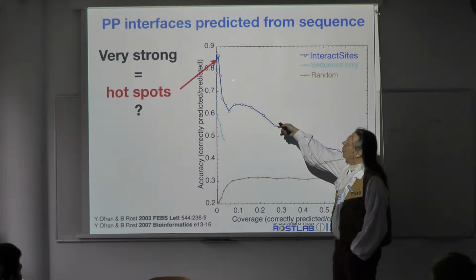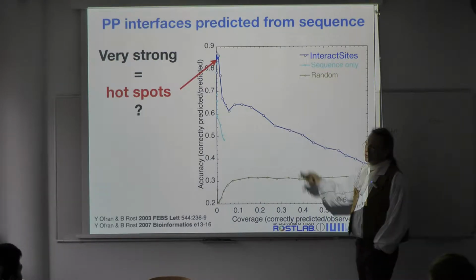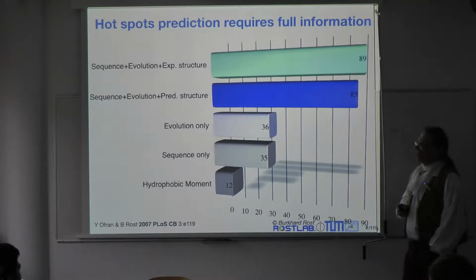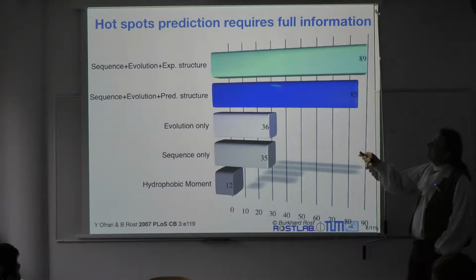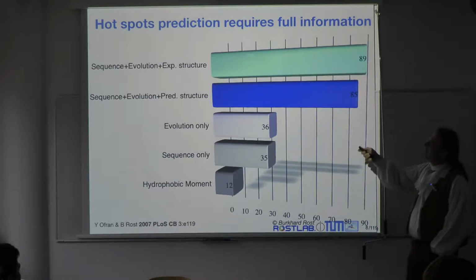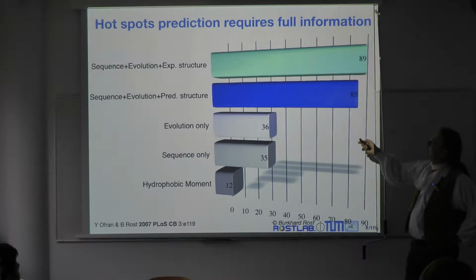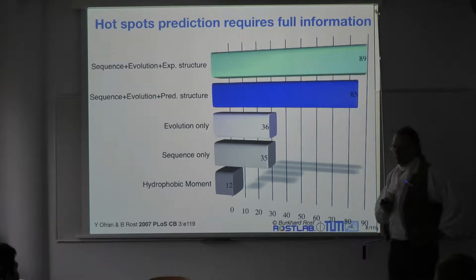When we looked at what makes things so strong, we found that this was largely the hotspots. And again, to go back, this is how much what contributes, and you see that evolution alone is the strongest signal. The strongest win. Everything together is the best.